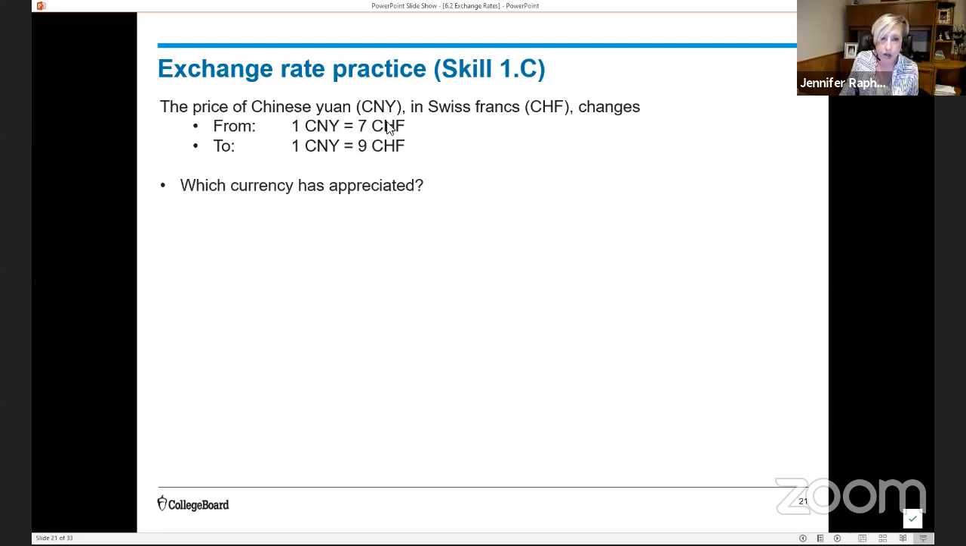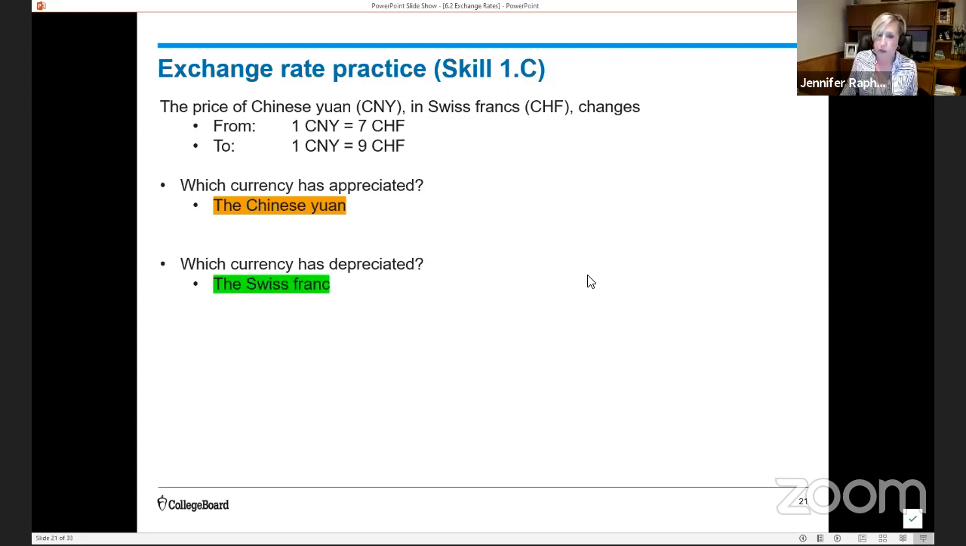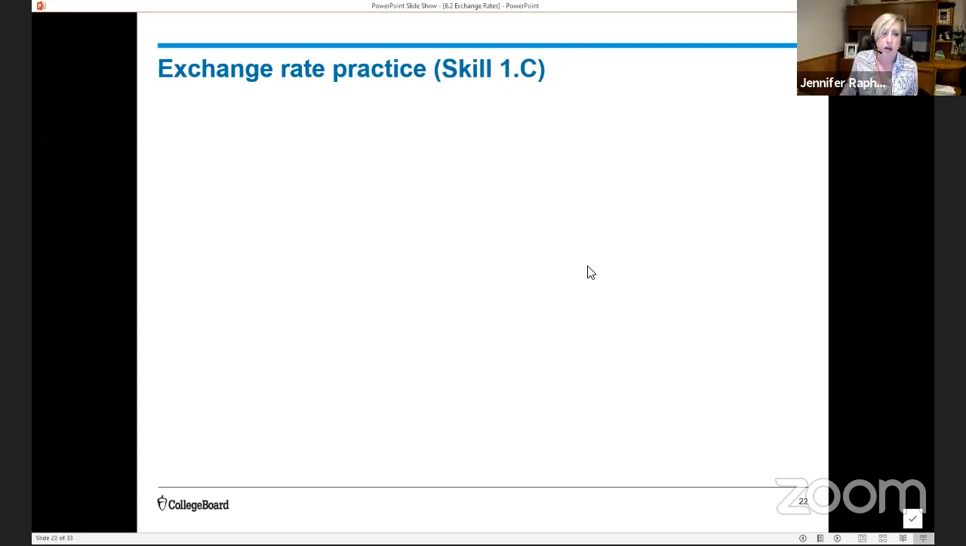So remember, the number next to Swiss francs is the one that's going up, but what that means is you need more Swiss francs to buy yuan than you did before. So which currency is getting more expensive? Which currency is going up in value? It's the yuan. And so when the yuan is appreciating relative to the franc, which currency is depreciating? The franc is. Okay, let's do another one.